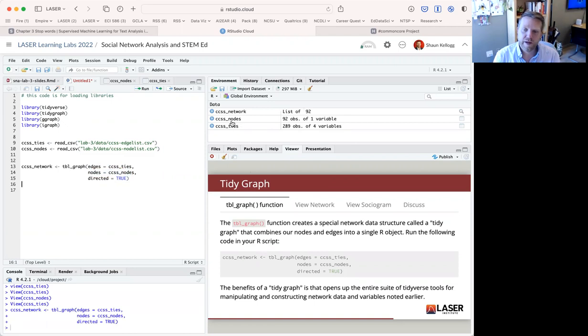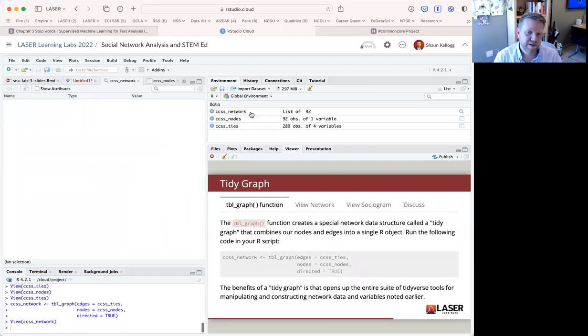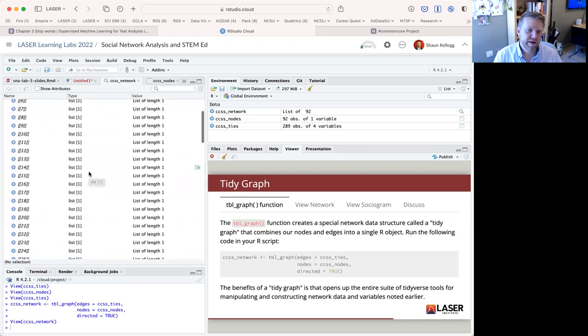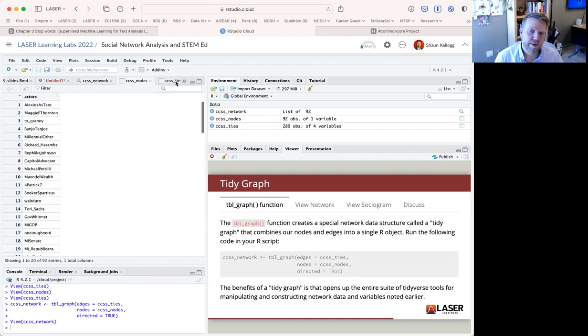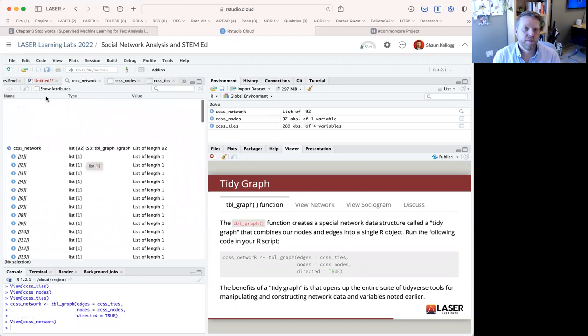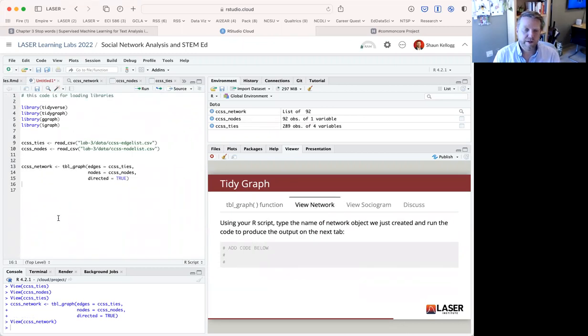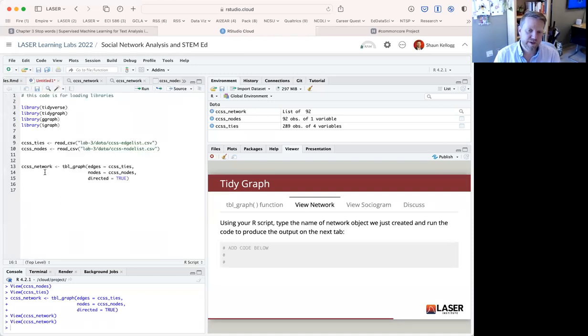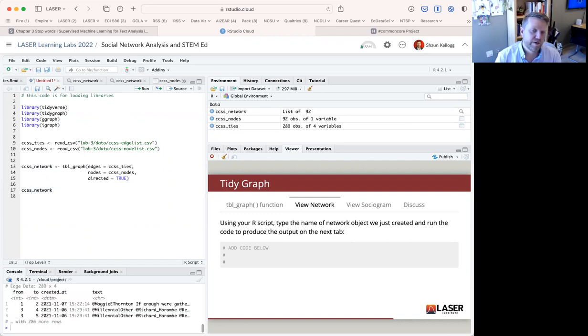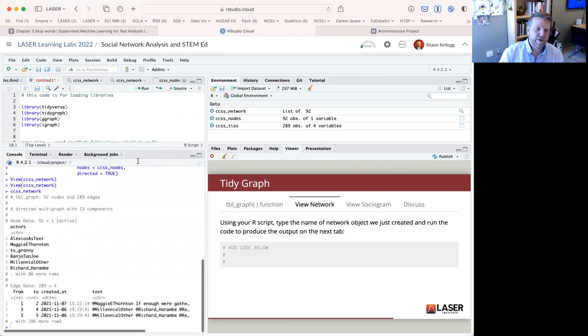So let's go ahead and run that. And then we can see we have a new object up in our environment, called CCSS network. If you click on it, you're just going to see what looks like gibberish, because again, a network object is not a traditional data frame. It's not like our nodes object or our ties object. Even though we can't click on this and see anything meaningful, we can print this network object and take a look at it, and it will tell us information about this network. So type in the name of the object and run that code, and you're going to see information about your network.